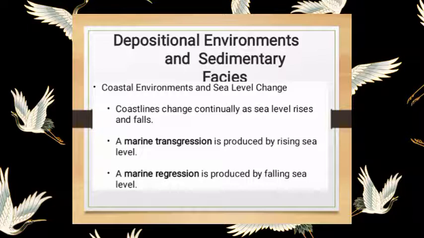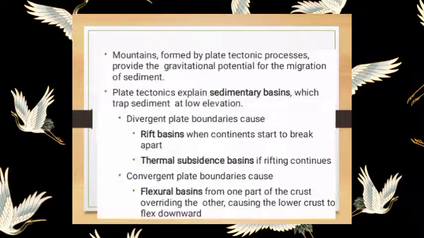A marine transgression is produced by rising sea level. A marine regression is produced by falling sea level. Mountains formed by plate tectonic processes provide a gravitational potential for the migration of sediment. Plate tectonics explains sedimentary basins, which trap sediment at low elevation.